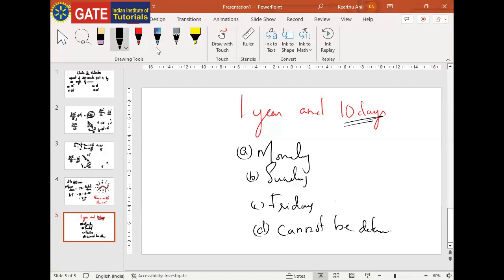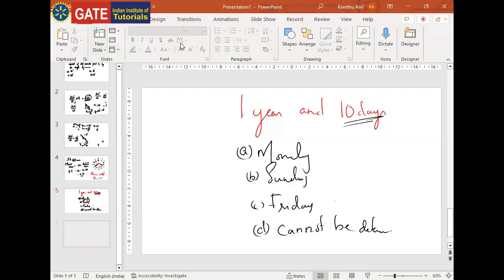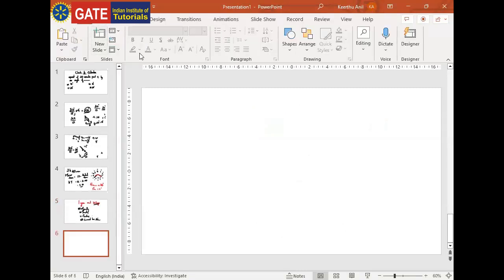So 52 weeks into 7 days is 364 days, that's Wednesday again. Then plus 2 days, Friday. After every 7 days, it will be Wednesday again. There are 52 weeks, so 52 into 7 is 364 days, and then 364 plus 2 days, that is 366 days. That would be Friday.